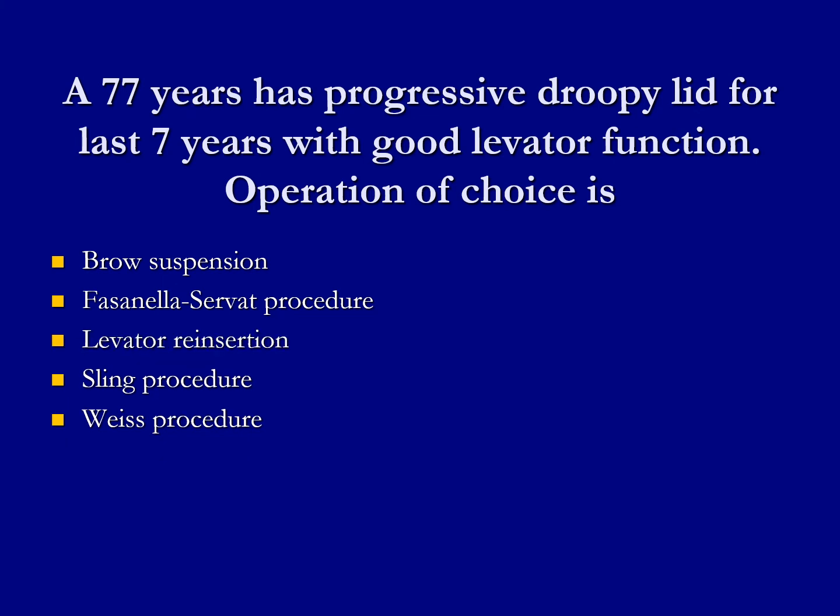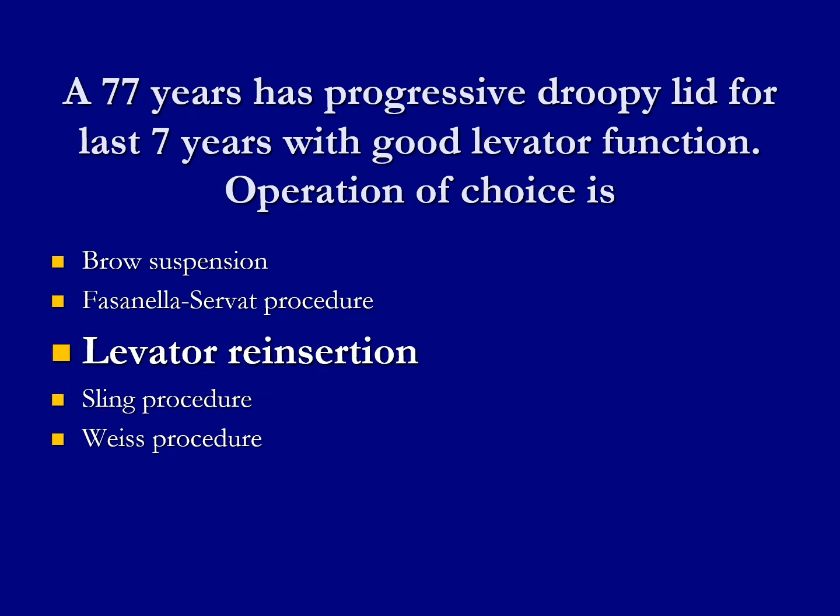Right, the same stem: a 77-year-old has a progressive droopy lid for the last 7 years. Operation of choice is brow suspension? No, because that's for poor levator function. Fasanella-Servat is for mild ptosis. Levator reinsertion is the answer this time. Instead of levator resection, the choice is levator reinsertion. Sling procedure is for poor levator function, and Weiss is for entropion. So the answer is levator reinsertion.